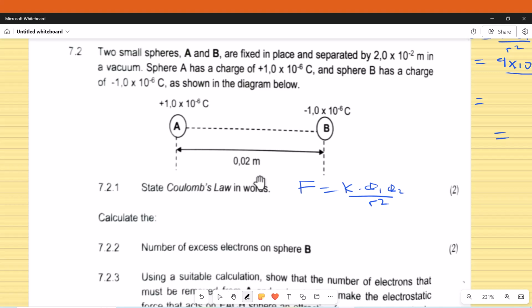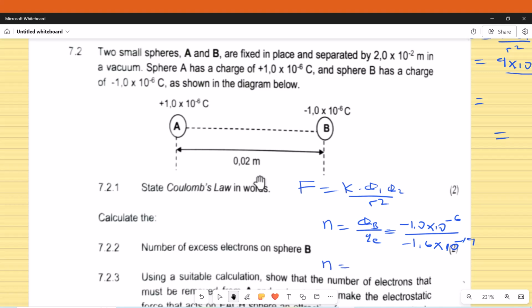Now, sphere B, to get the number of excess electrons, we know any charge is quantized. So we're going to use n equals the charge on B divided by the electron charge. Now the charge on B they have given me is negative 1.0 × 10^-6, then divided by 1.6 × 10^-19. It's also a negative, so put a negative here. So sphere B has got how many electrons?